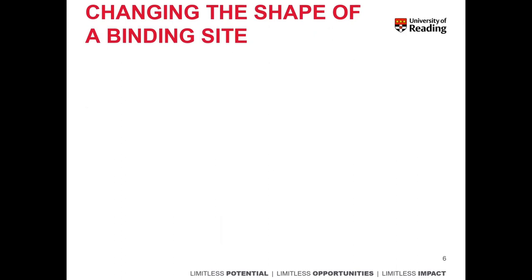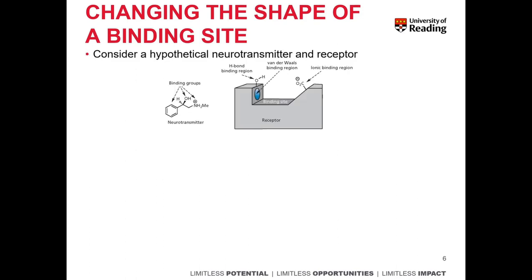So how does a messenger molecule bind to the receptor and change the shape of the binding site to cause an induced fit? Well, if we consider a hypothetical neurotransmitter and a receptor, what we can see here is on the neurotransmitter we have several different binding regions. So for example, we have a region with a positive charge that could have an electrostatic interaction with a group in the receptor that has a negative charge. We also have a group able to act as a hydrogen bond donor or acceptor, so this OH group here. And we also have a 6-membered aromatic ring that would be able to bind through a van der Waals binding interaction.